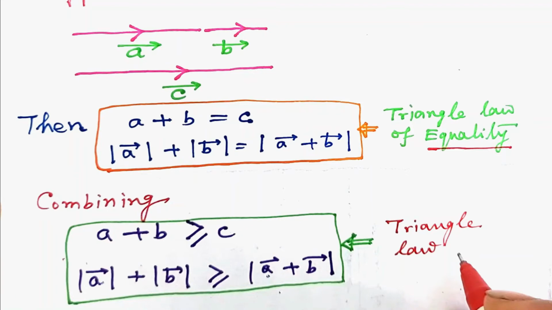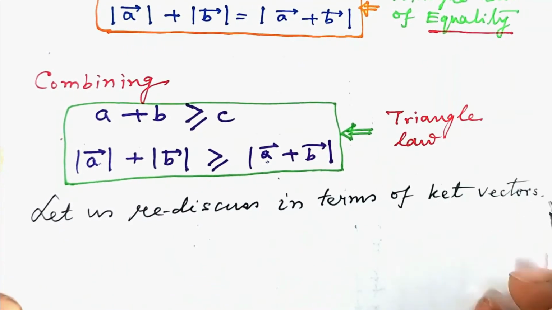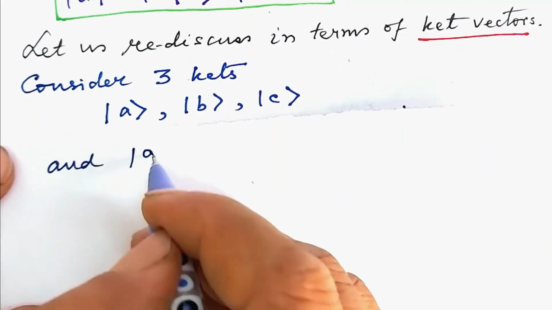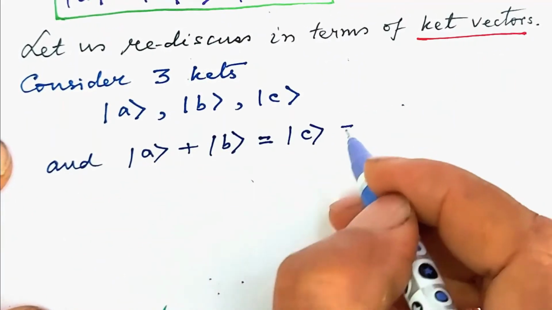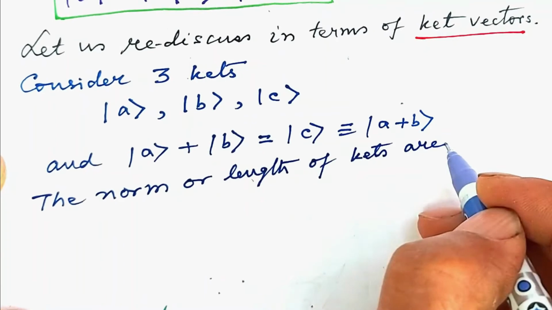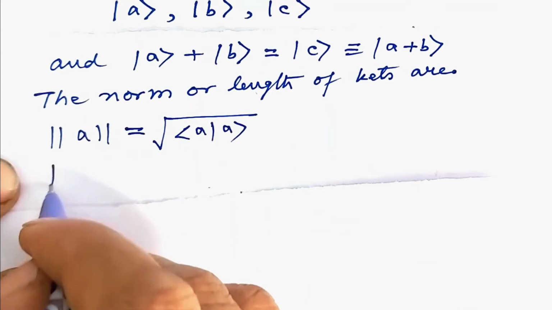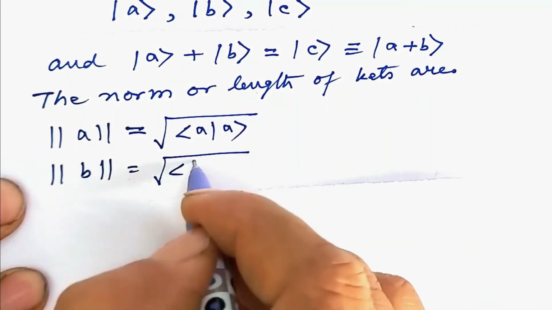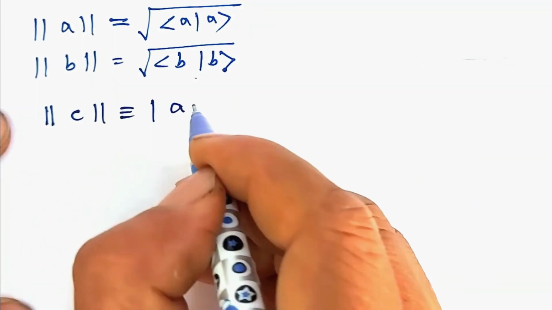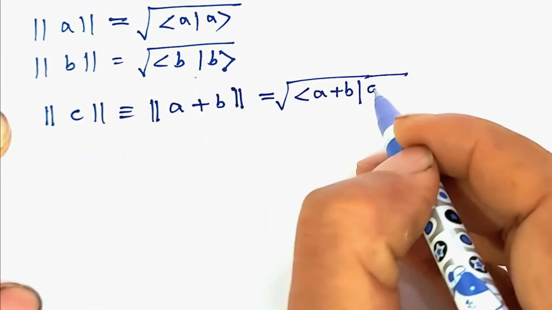Having completed the discussion with vectors, let us now rediscuss in terms of ket vectors. Consider three kets, ket A, ket B, ket C, and ket A plus ket B equal to ket C, written as ket A plus B. The norm or length of kets are as follows. Norm of ket A is under root bra A ket A. Norm of ket B is under root bra B ket B. Norm of ket C is in fact the norm of ket A plus B, and it is under root bra A plus B ket A plus B.